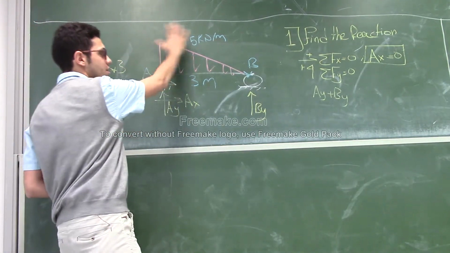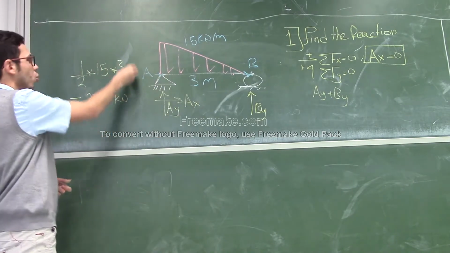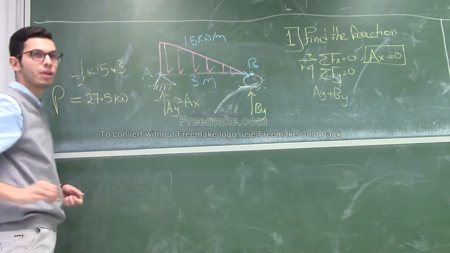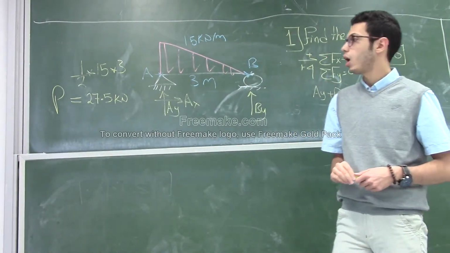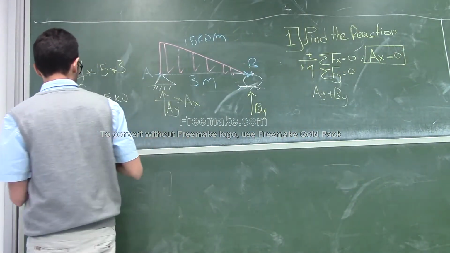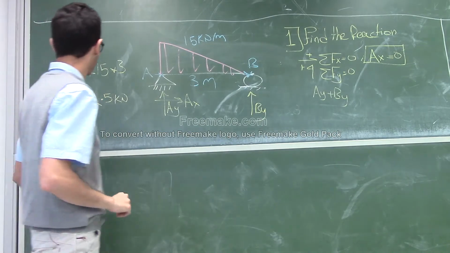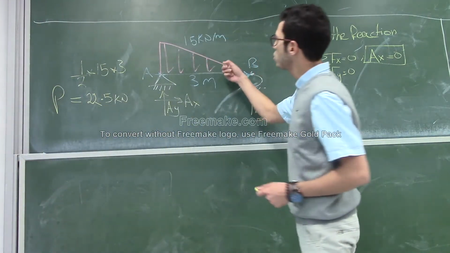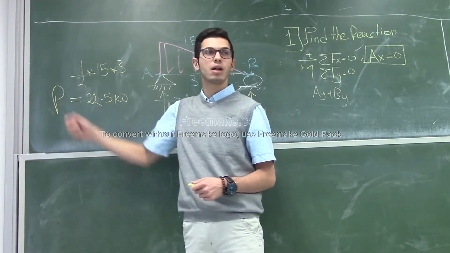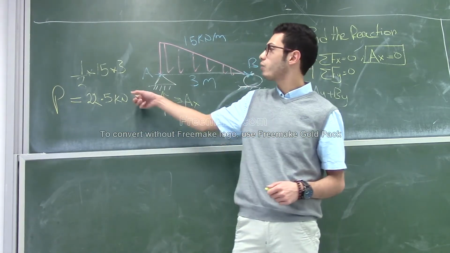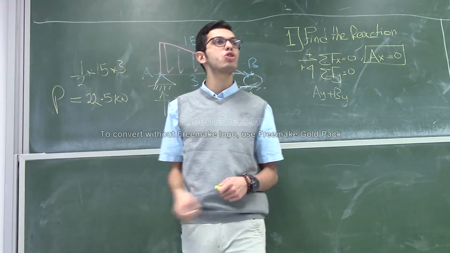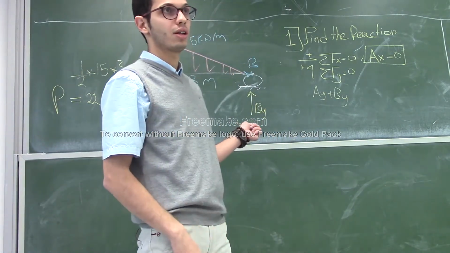Now, we turn this distributed load into a point load. Let's say now we have a P, 22.5. Yes, 22.5. Sorry, it's 45 divided by 2, so 22.5. So this distributed load is turned into a point load of 22.5, right? After we find the magnitude of this load, we should find the location for this load.